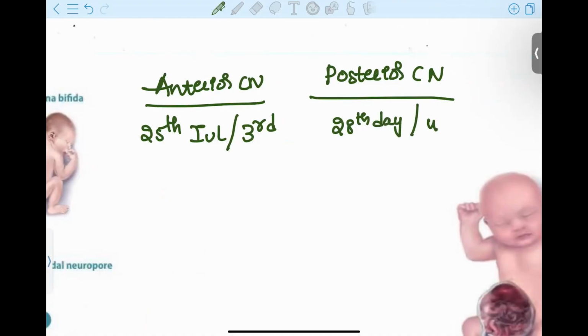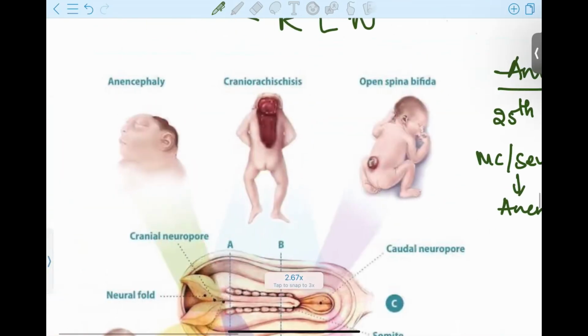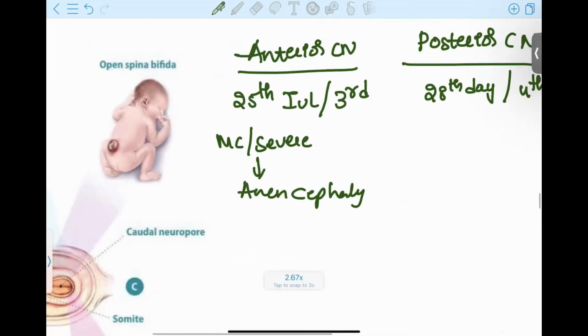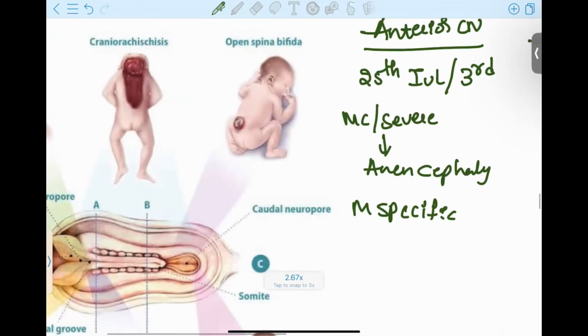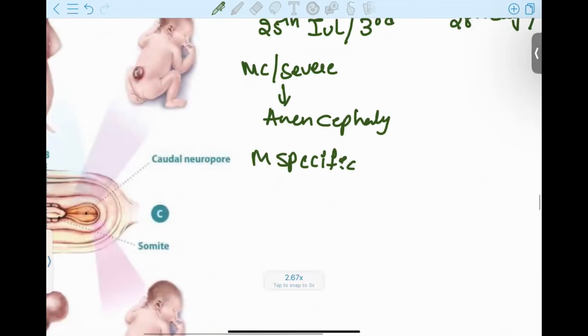And the posterior one is going to close on the 28th day, usually the fourth week. So the most common or the most severe one in the anterior neural tube defects is the anencephaly. Here you can see this is the anencephaly. And the next one, if they say the most specific, that is your craniorachischisis. All right, that is your craniorachischisis.